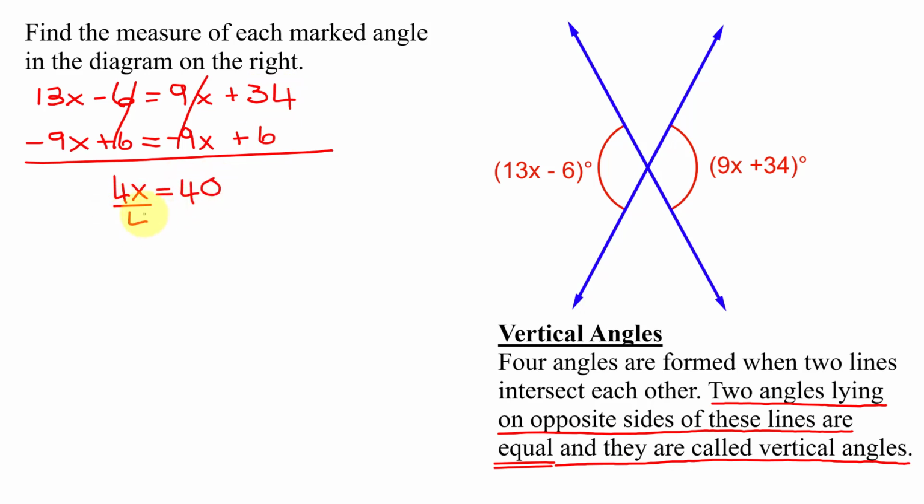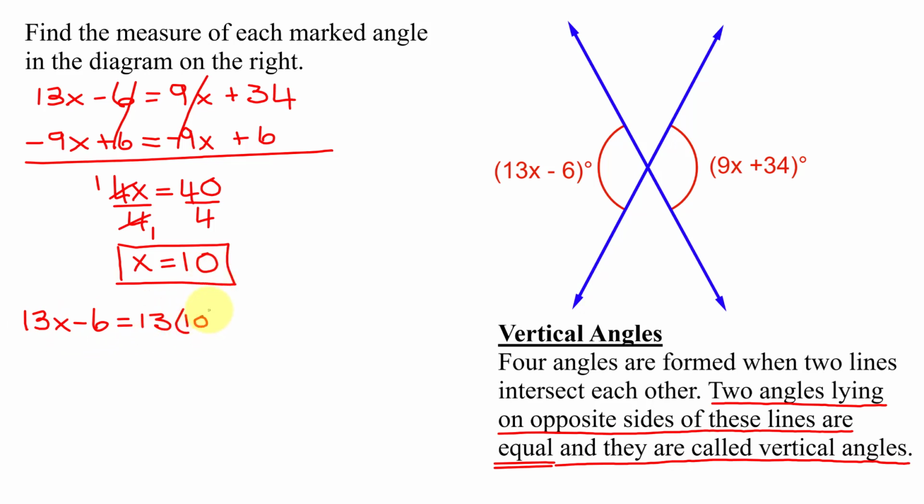Now to solve for x, divide both sides by 4. These 4's reduce. I get x equals 40 divided by 4 is 10. Now, unfortunately, a lot of students stop here, but you have not solved the problem. The problem asks for the measure of each angle, so I need to find out what 13x minus 6 equals. So it's 13 times x is 10 minus 6, so that's 130 minus 6, which is 124.